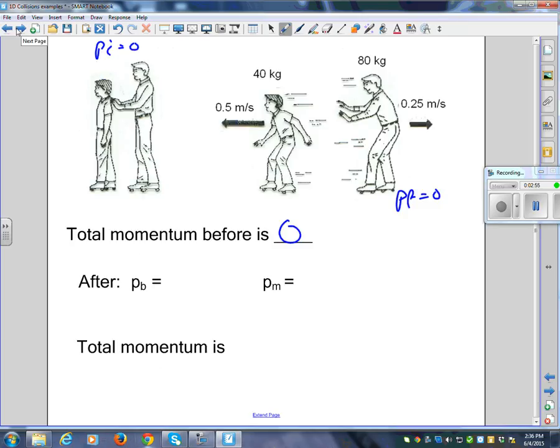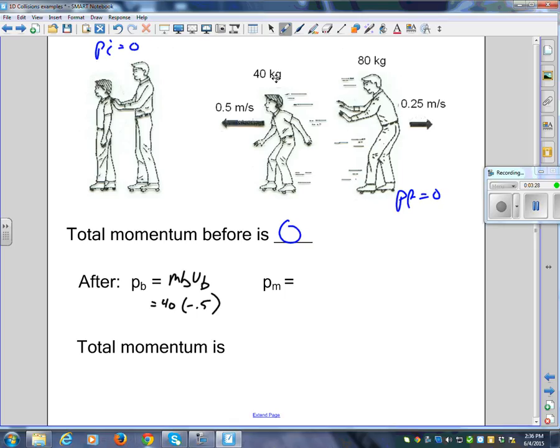All right, so going back to PB, momentum boy. That's going to be mass boy times velocity boy. And the mass of the boy is 40. And the velocity of the boy is minus 0.5. Why minus? Because he's moving left. But wouldn't you say that he's moving forward and the other guy would be minus? Does it matter?